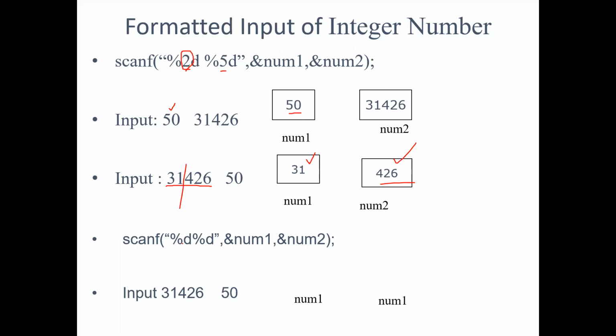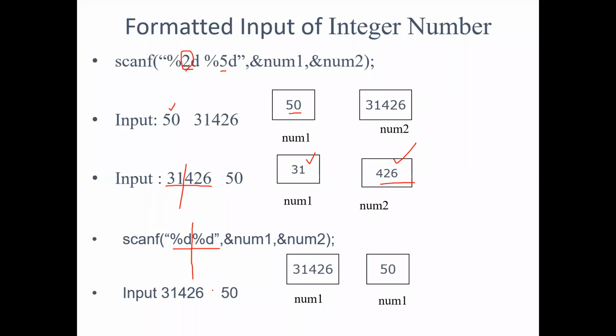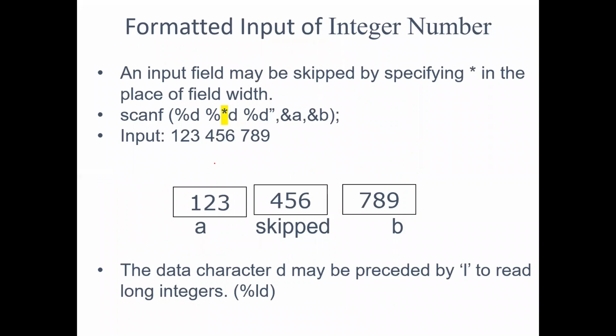Now scanf percentage D without a width: the percentage is the conversion symbol, so I will read it as conversion symbol followed by D. If I am not indicating the field width, then as usual, whatever number we are entering will be accepted and saved in the address location. In case you are indicating the field width, then likewise it will take that number of digits.